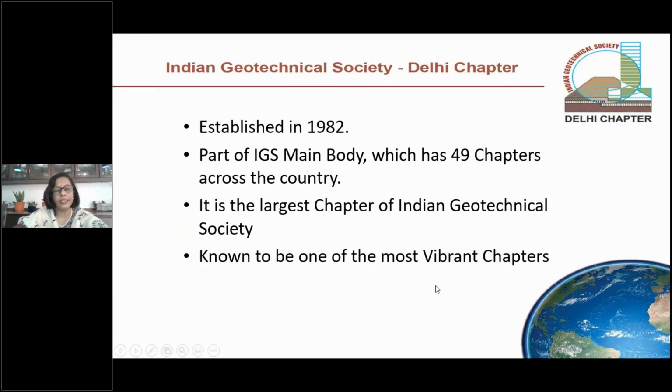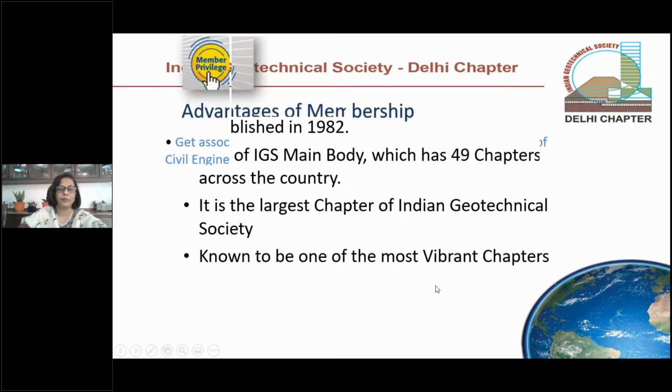It was established in 1982. It is part of the main IGS body, which has 49 chapters across India. This is the largest chapter of IGS and is known to be one of the most vibrant chapters across the country.